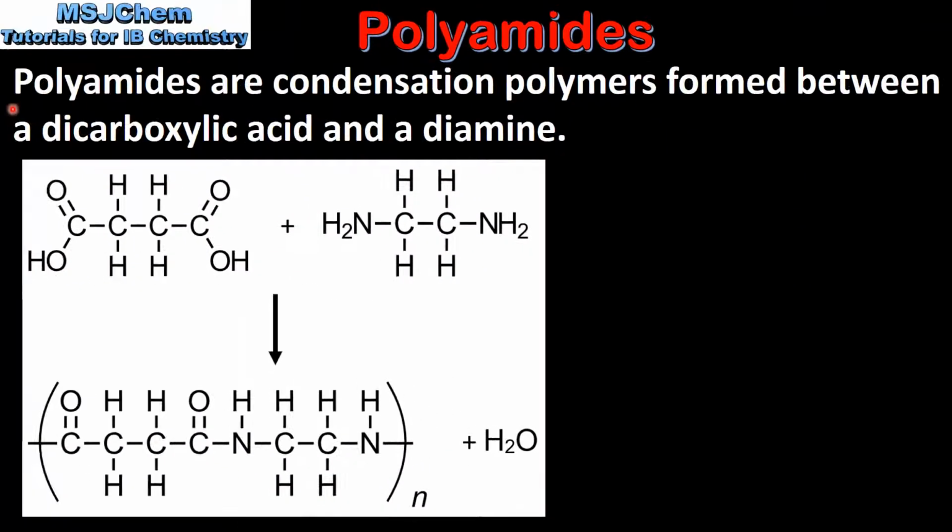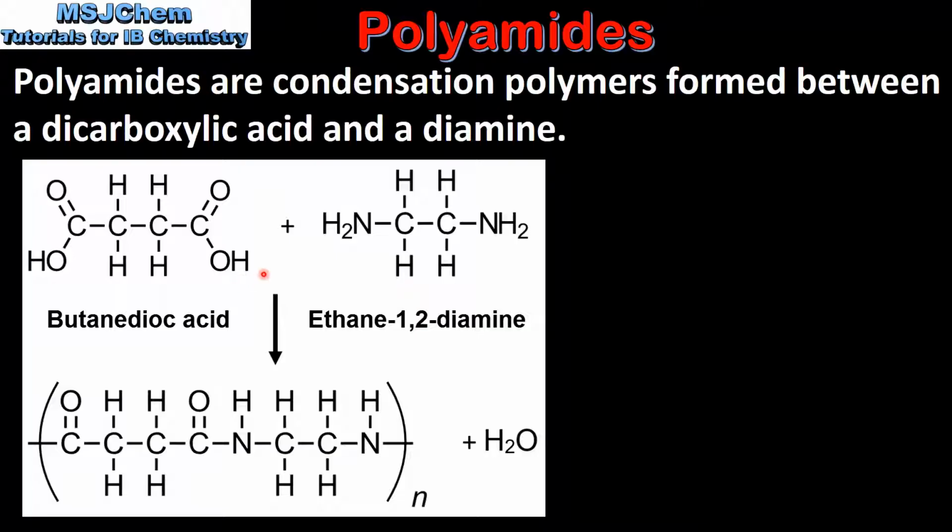Next we look at polyamides. Polyamides are condensation polymers formed between a dicarboxylic acid and a diamine. So here on the left we have an example of a dicarboxylic acid. On the right we have an example of a diamine.